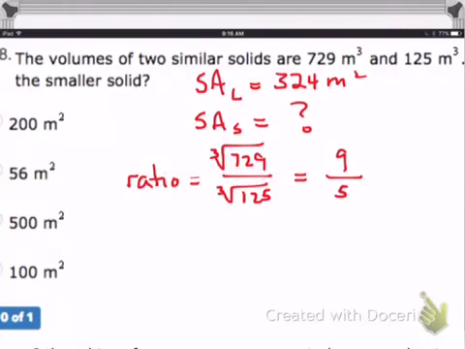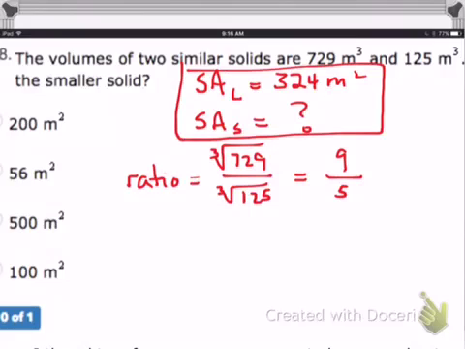Now we're given the surface area of the large, and what we're looking for is the surface area of the small. Just like the similarity ratio is the cube root of the volumes, the similarity ratio is going to be the square root of the areas, because an area is a two-dimensional quantity. So the ratio of the areas is going to be the square of these two things. 9 squared is 81, 5 squared is 25.